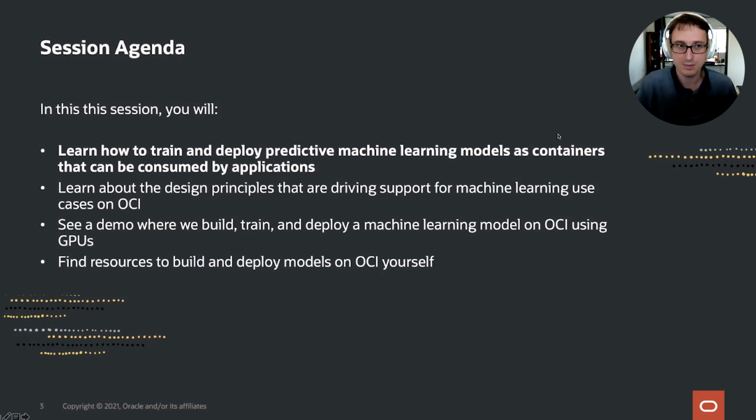So what you will learn in this session: you will learn how to train and deploy predictive machine learning models as containers that can be later consumed by applications. You'll learn about the design principles that are driving the support for machine learning use cases on OCI. You'll see a demo where we're going to build, train, and deploy a machine learning model on OCI using GPUs. And then you'll find some resources on how to build and deploy those machine learning models on OCI yourself.